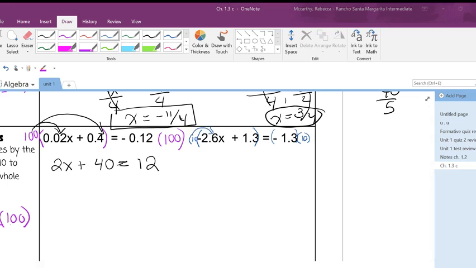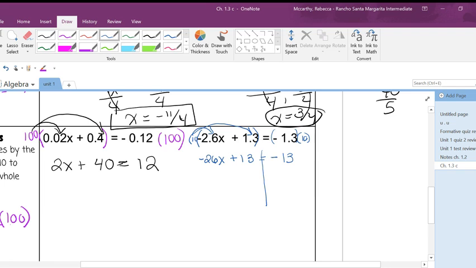So 10 times this number gives me negative 26x. And 10 times this value gives me a 13. And 10 times this value gives me a negative 13. Now I have very clean numbers. It's all happy. And now I'm going to go with what I showed you earlier this week.